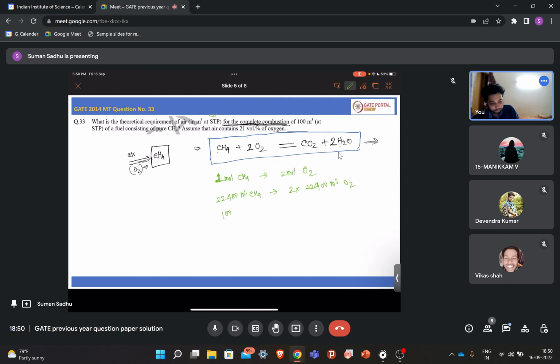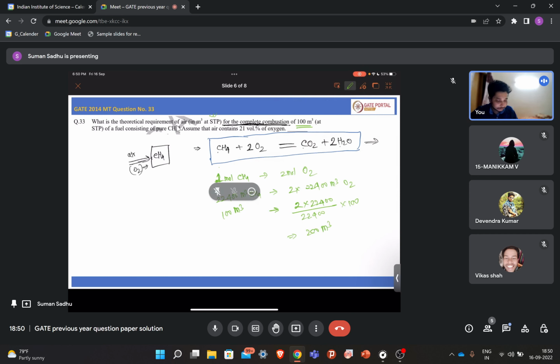Now we have 100 meter cube of fuel. So how much oxygen will be needed? 2 into 100, so it will be simply 200, right? So we'll need 200 meter cube of oxygen for 100 meter cube of CH4 to burn.